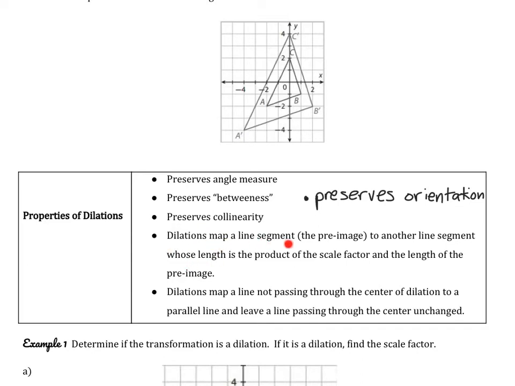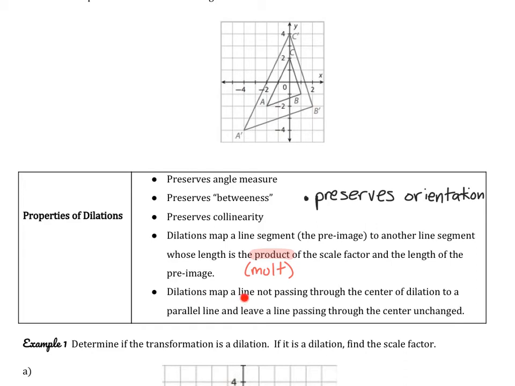Dilations map a line segment, which is the pre-image, like AB, to another line segment whose length is the product, which remember means that we're multiplying, of the scale factor and the length of the pre-image. So this is how we're going to use our scale factor. We multiply it by the length of our pre-image, and we should get our image length. So it would be A prime, B prime.